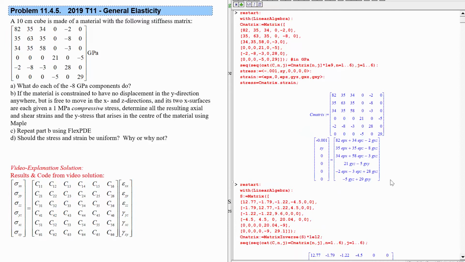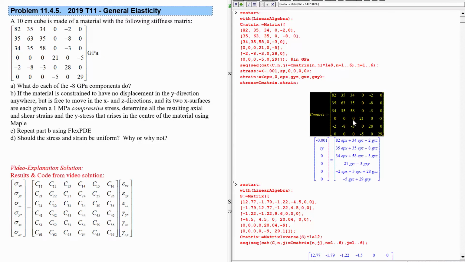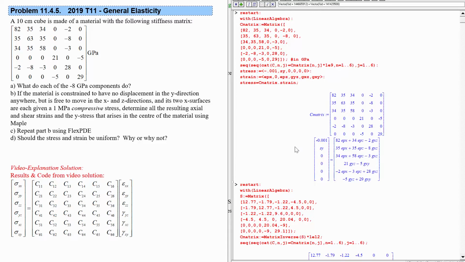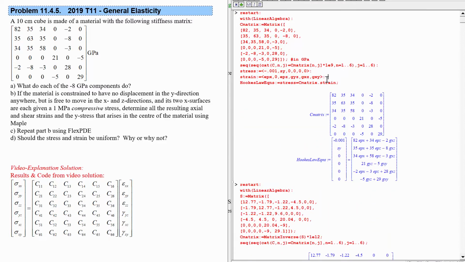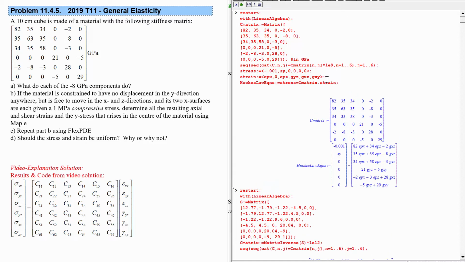We could go and rewrite this in terms of the compliance matrix instead of the stiffness matrix, and then have an easier time writing across and solving for things. But there's not really a need to do this. We could say that our Hooke's law equations are equal to this, and then go and pull out each one of them and solve them.